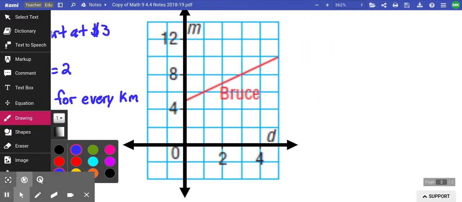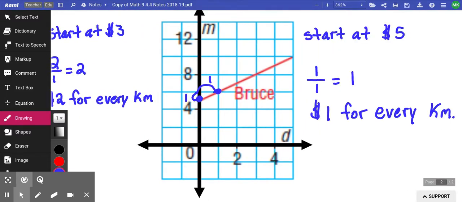So if I look at these, Bruce's starting value, so that's a distance of 0, hasn't run at all, is at 5. It's at 5, right? It's right here. We're going to assume it's perfectly between 4 and 6. We're going to call it 5. The slope is up 1, because it goes up just a little bit, and then over 1 means they're making $1 for every 1 kilometer they run.